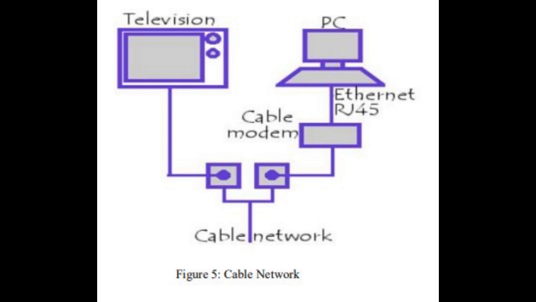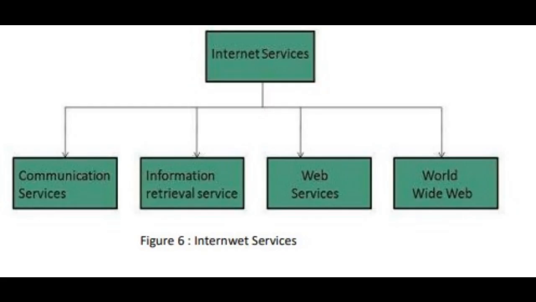In today's scenario, cable Internet access is being superseded by fiber optical networks, wireless networks, and mobile networks. Advantages of using cable Internet access: it provides high-speed data transfer. It is convenient to use, easy to install, and it doesn't use telephone lines, thus doesn't affect the telephone lines.